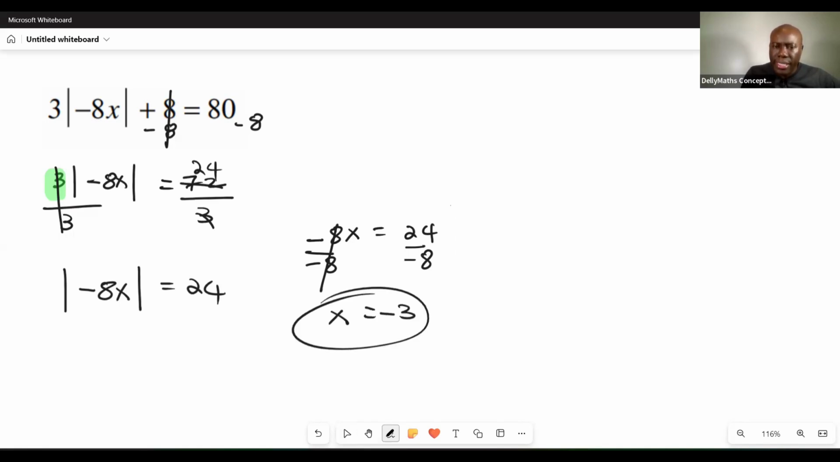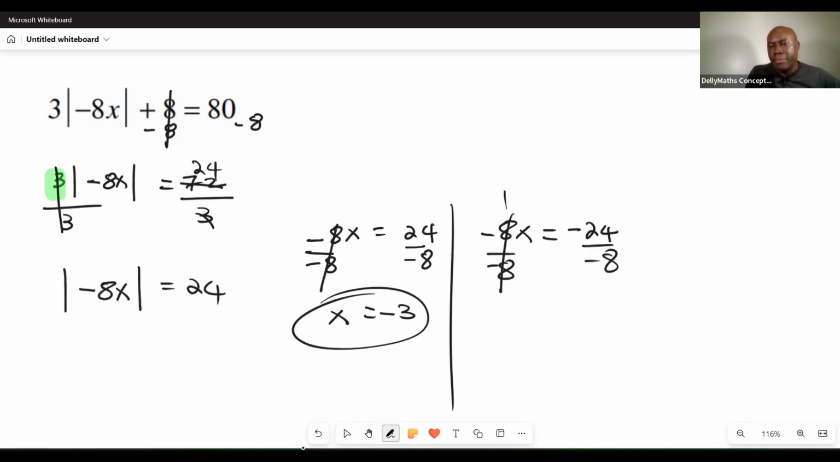The second solution is that -8x is equal to -24. So in this case, -8 divided by -8, that's 1 time, 1 times x, that is x. But -24 divided by -8 gives us +3. So our solutions are negative 3 and positive 3. They both would have worked out these for us.